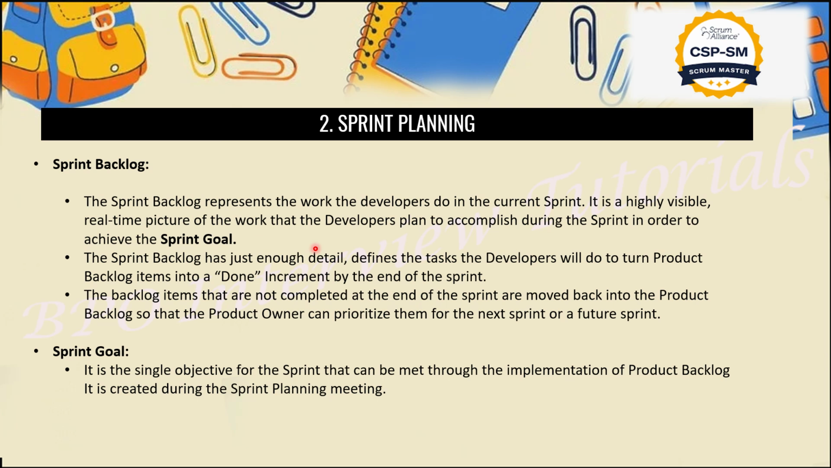Obviously it will have all the details and define the tasks that the developer will do, and in the end we will get to know what is done. So we will get it from the developer team here. The definition of done will basically be given by the developer team here, and we'll move to the end of the sprint and move on to another increment. The backlog items that are not completed at the end of the sprint are moved back to the product backlog so that the product owner can prioritize them in the next sprint or a future sprint.